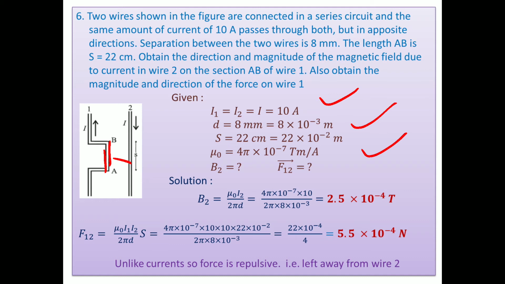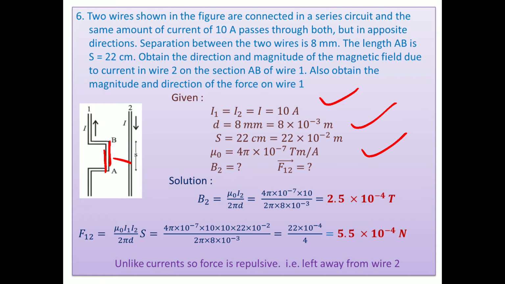Magnetic field B2 equals mu naught I2 upon 2 pi d. Mu naught is 4 pi into 10 raised to minus 7, I2 is 10, and the denominator is 2 pi into 8 into 10 raised to minus 3. So 2 pi gets cancelled. After calculation, the 10 raised to minus 3 goes upwards, and we get 20 divided by 8, which directly gives 2.5 into 10 raised to minus 4 Tesla. This is the magnetic induction due to wire 2 on wire 1.